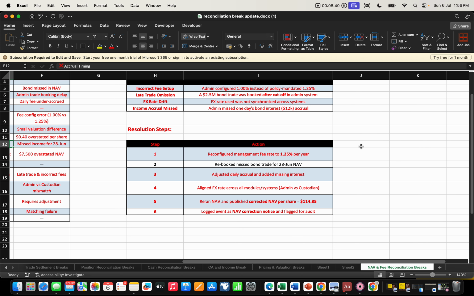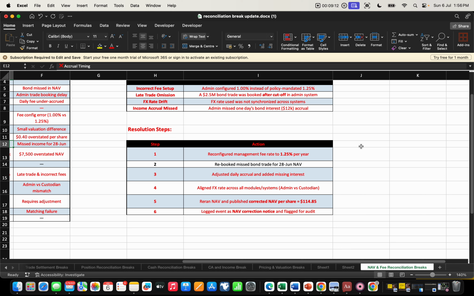How we can resolve the NAV break is the most important part. Reconfigure the management fee rate to 1.25% per annum: in your system, open the fee configuration and update it to 1.25, so automatically every year it will calculate 1.25 as per the policy, and you get confirmation from the broker as well that 1.25 is the latest rate. Rebook the missed bond trade of 28 June.